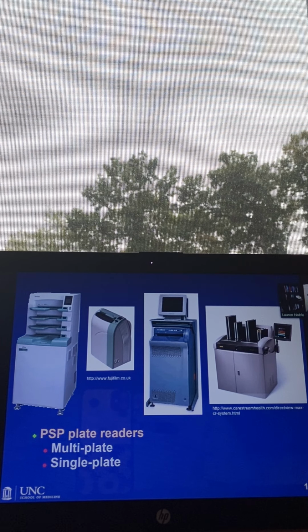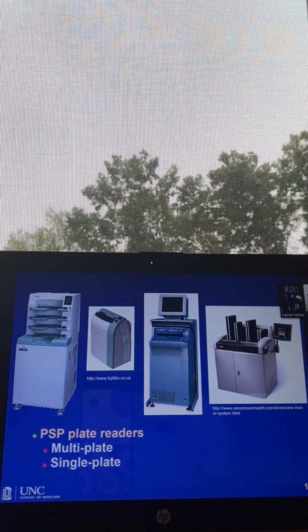So these are just some different examples of readers. You should recognize this one here because that's like the one we have in our lab. It's called a multi-plate reader. You can stick up to four cassettes in that one. This one here is just a single plate reader. It'd be used at a small clinic, small doctor's office.